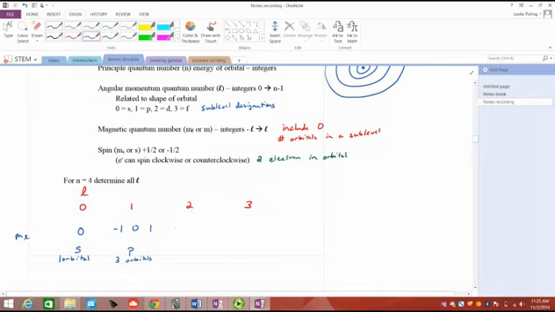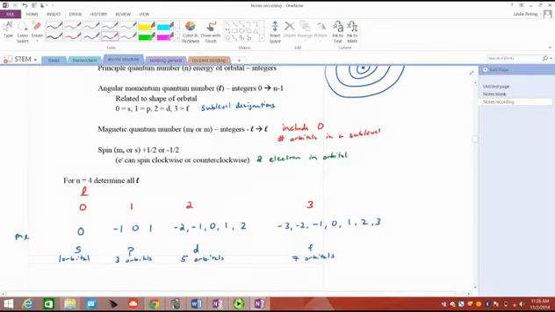For L equals 2, we could have -2, -1, 0, +1, or 2. The D, we can have 5 orbitals. For L equals 3, we can have -3, -2, -1, 0, 1, 2, and 3. 1, 2, 3, 4, 5, 6, 7. For an F sublevel, we have 7 orbitals.